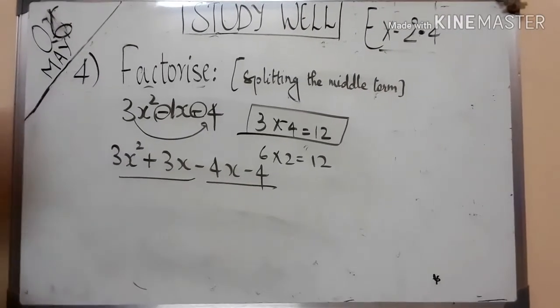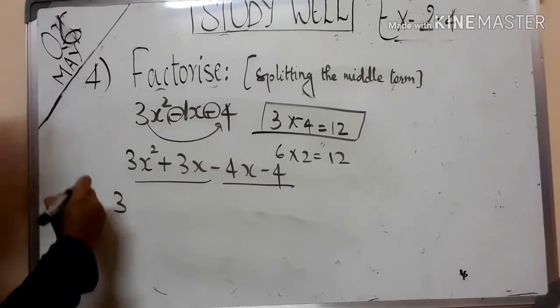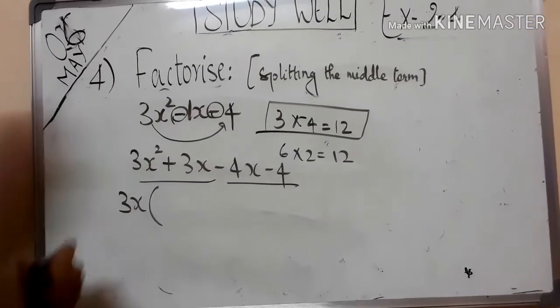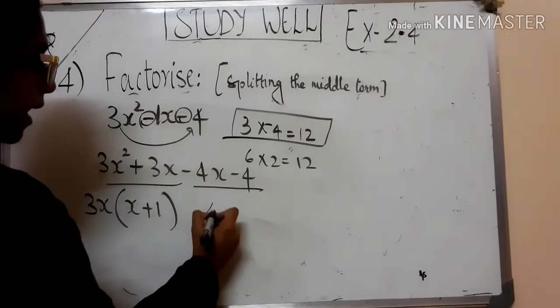Now we will have to group them. When we group them, what can we take out? Yeah, 3. Wow, 3 is common and x is also common. So what can we keep inside? x plus 1 we can keep inside.